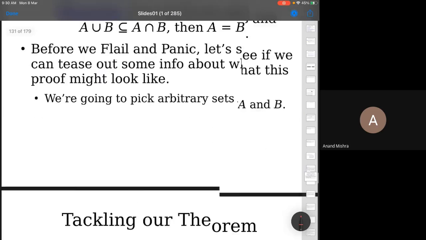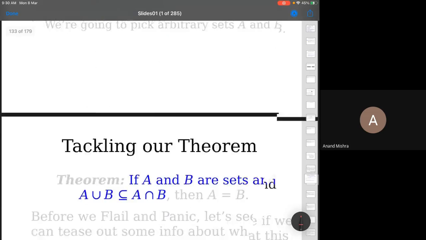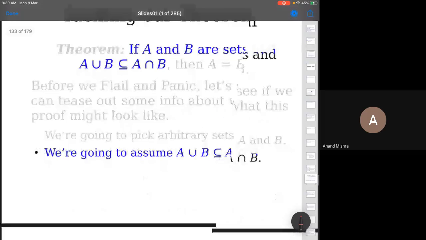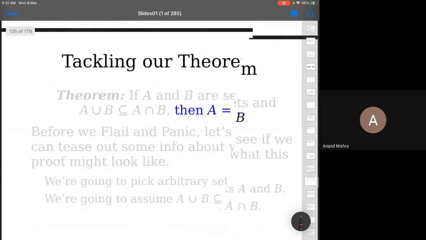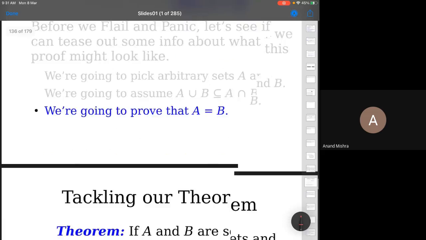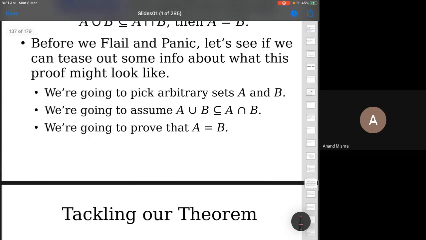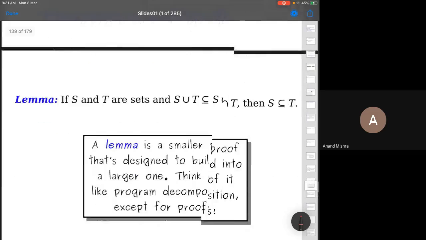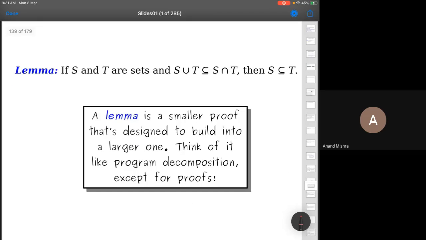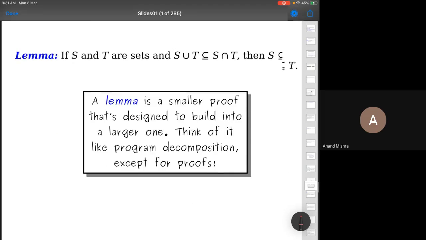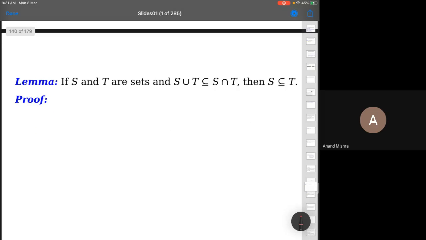Let's look into this. So many details, I think that's not required. Skipping that. Let's look into this particular lemma, which is a very similar lemma, saying that if a union of two sets is a subset of the intersection of those two sets, then one set S is a subset of T.